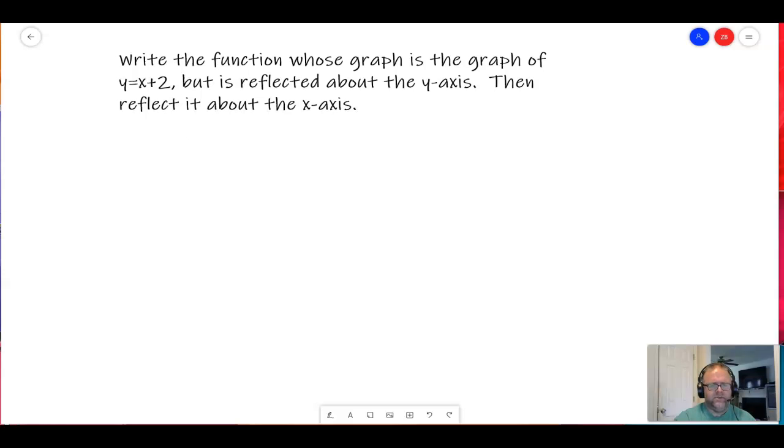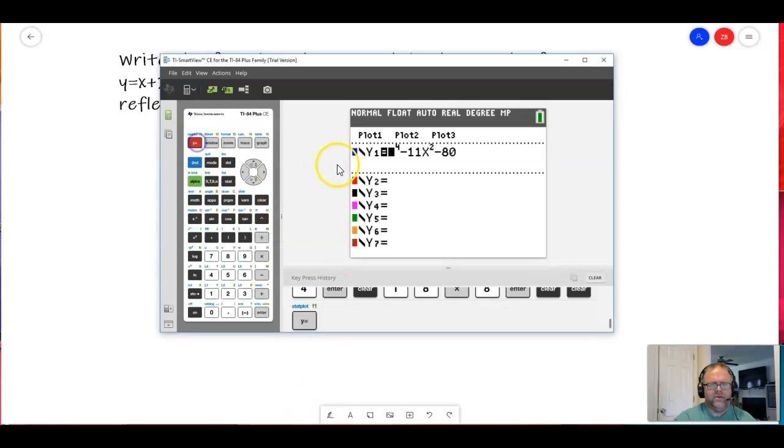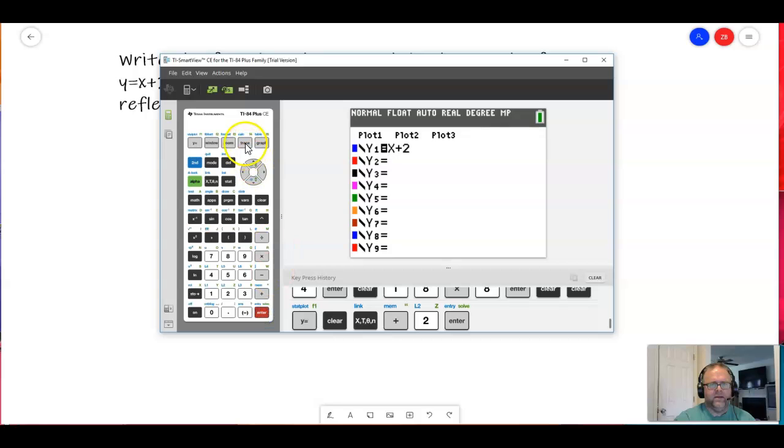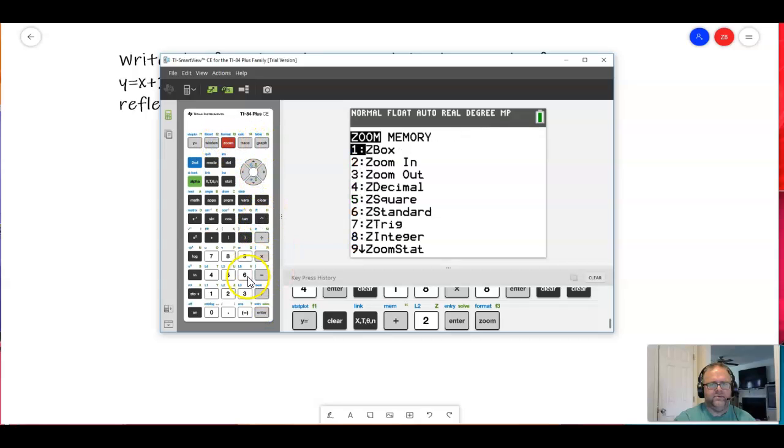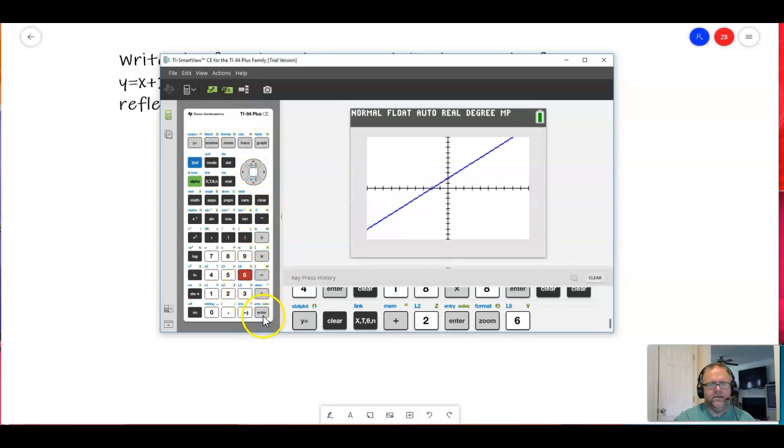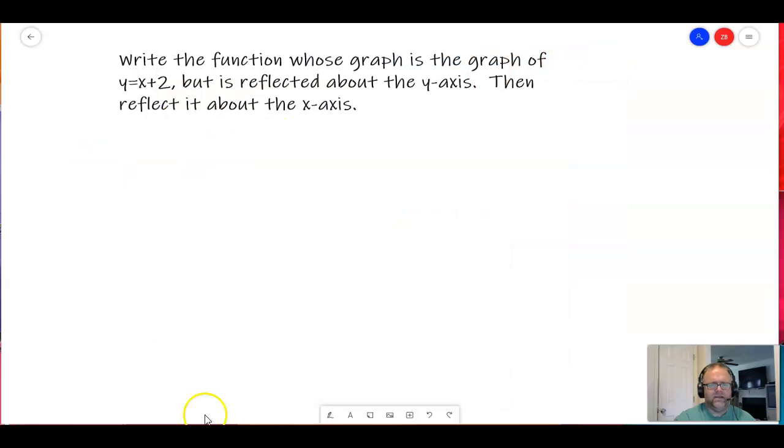First thing I'm going to do is go over to my calculator and go to y equals, and enter x plus 2. If we go to zoom standard, we can see that it just looks like a line, just like that. So if this is reflected across the y-axis, it should be kind of moving down like this. So let's go ahead and do that.